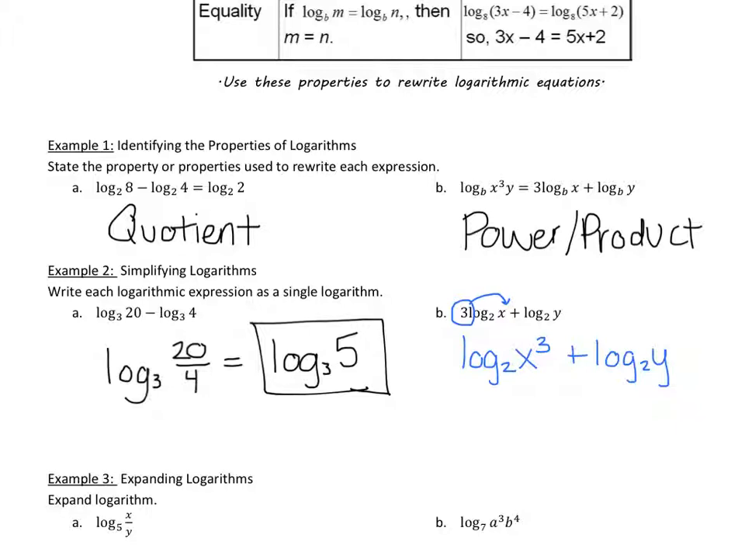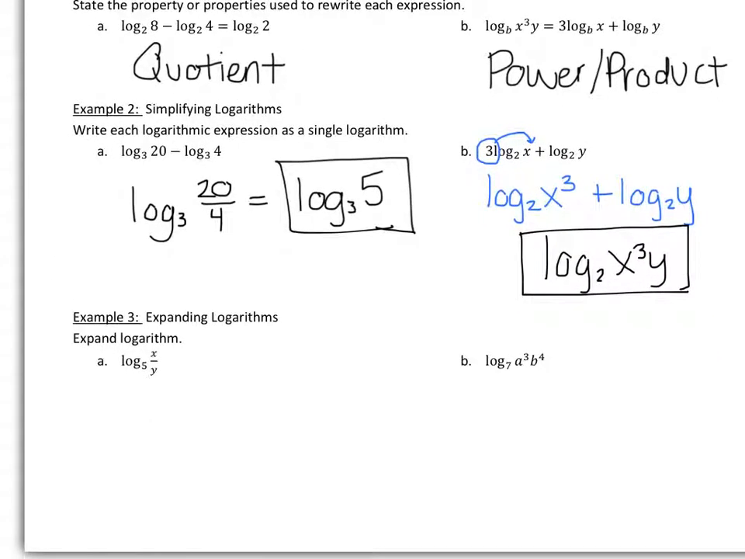Now that we have nothing in front of the logs, how do we write them as a single log? We go from addition to multiplication. So x cubed times y. And don't forget to always write your base in there, whatever it is. Any questions there? No? Okay, before you combine them, just make sure you get rid of any coefficients in front.